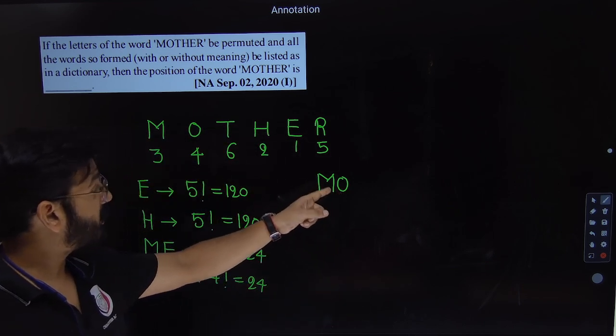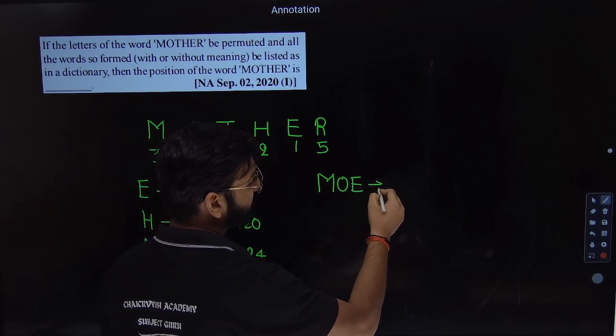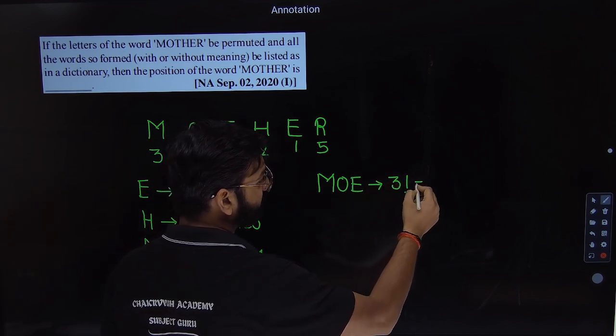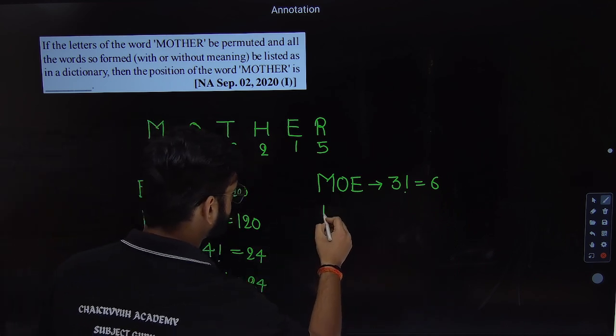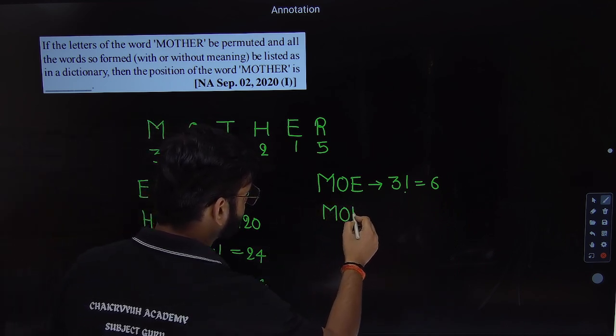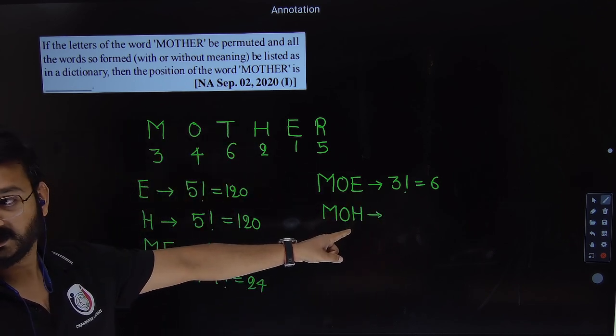So after O, what will come? E. So how many words will start with MOE? So I have an answer. You have the answer. Yeah, tell me what is the value. 309. Okay, I will check it. Just give me 1 minute. Your answer is noted.